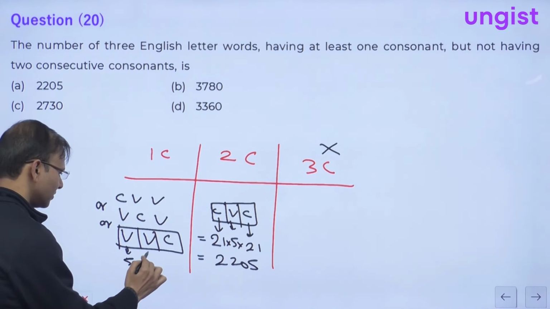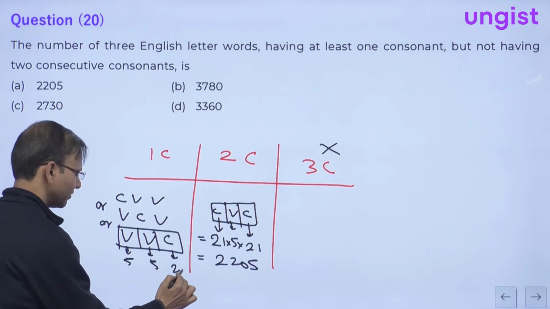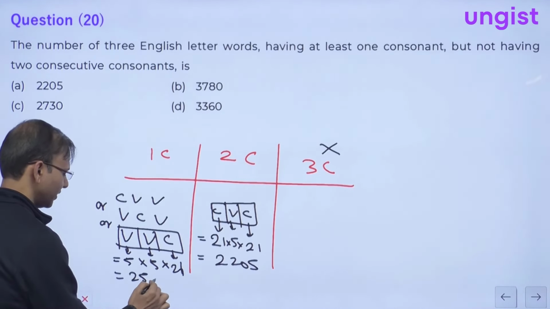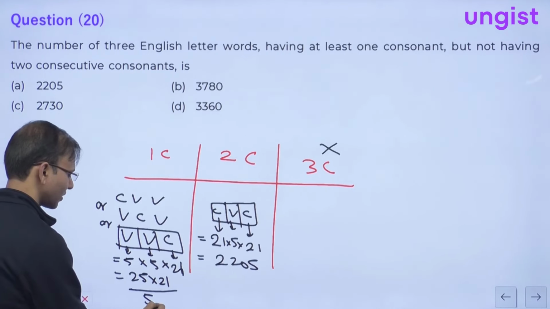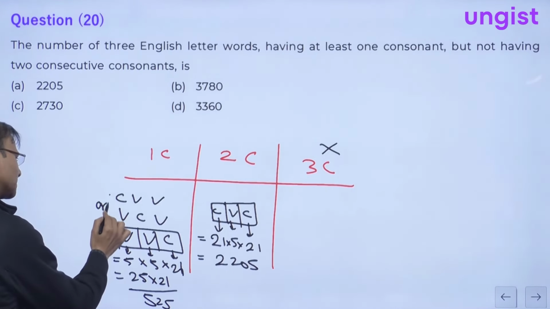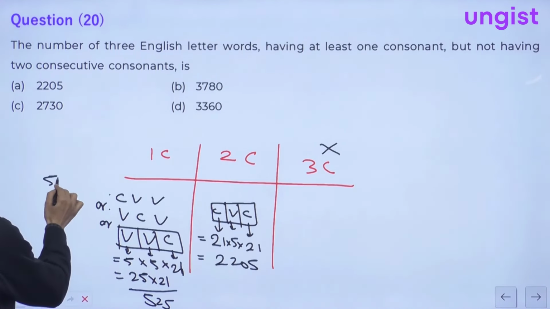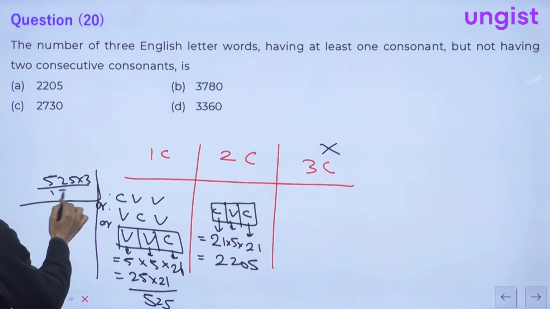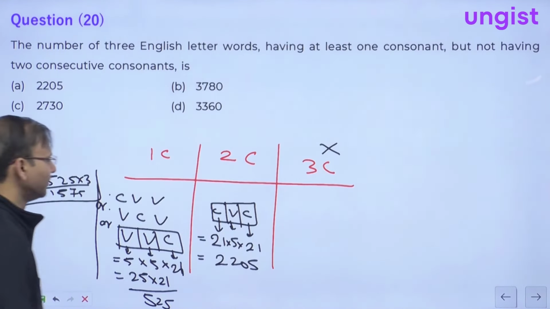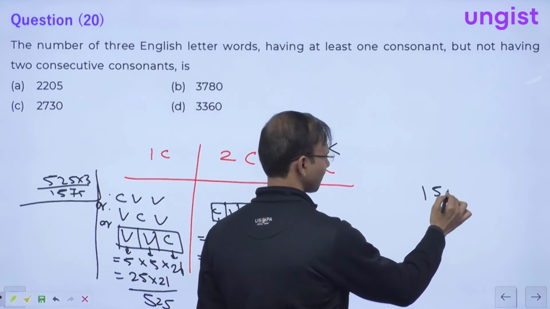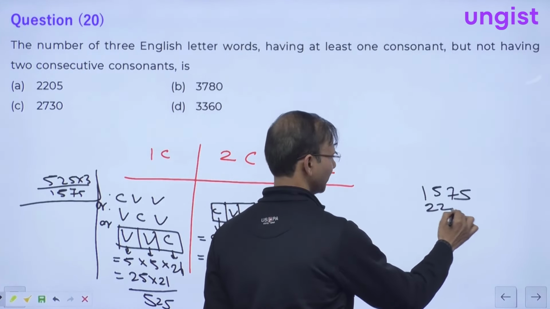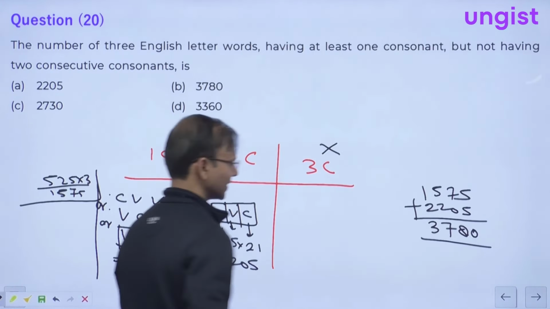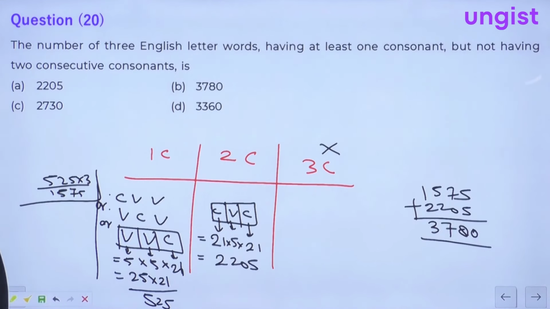So this is 5, this is 5. And this is 21. So 21 into 5 into 5, 21 into 25, this is 525. And this is what? Plus, plus, plus. So 3 times. 525 into 3. So this will be 1525, right? 1575, sorry. 1575 plus 2205. Right? 3780, correct. Yes, guys, it was 3780.